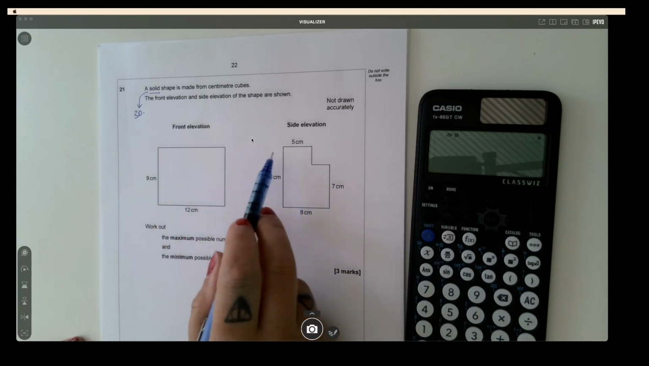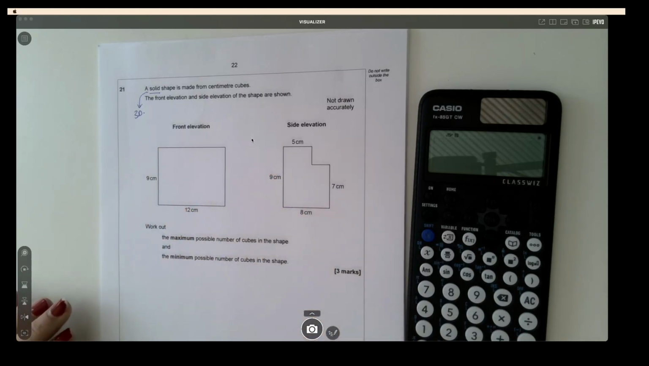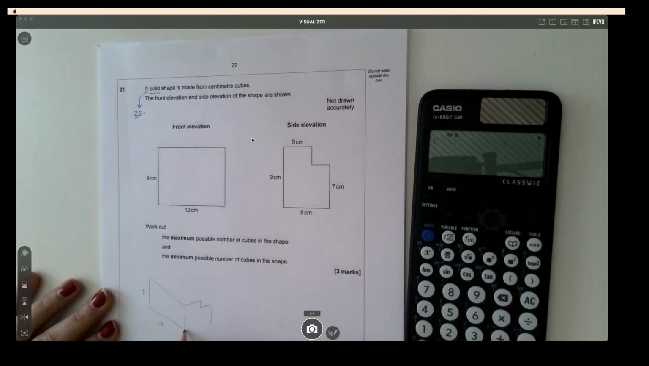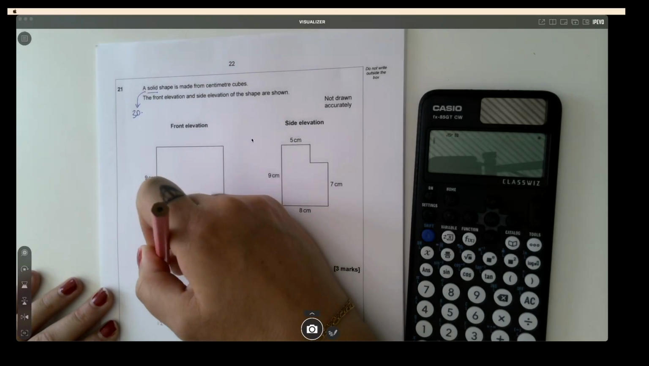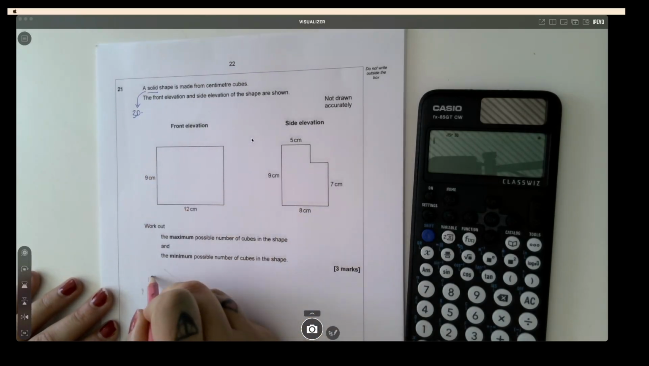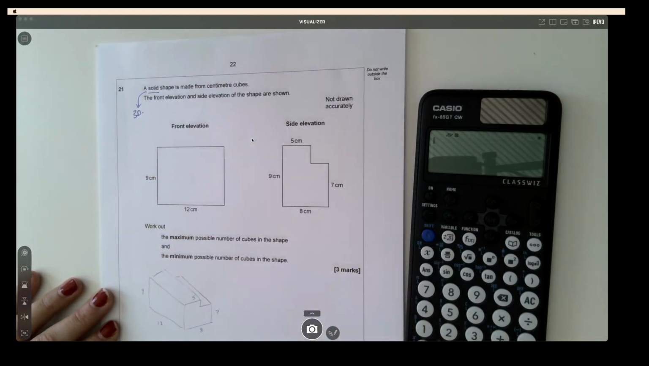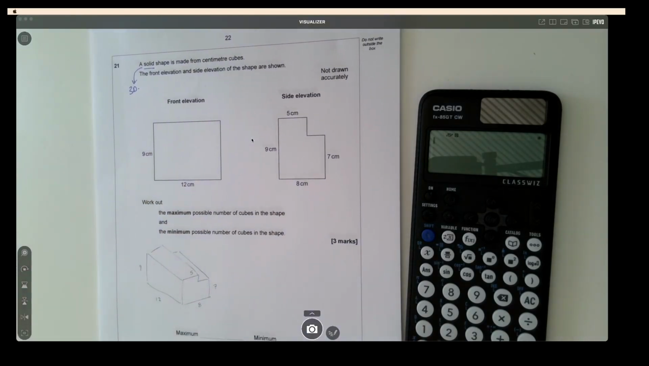So we're dealing with a 3D shape here. So if I just try to do a little sketch. If this is the front part of the shape, and then this is the side elevation of the shape, so that was 5, 8 and 7, then the shape is going to look something like this. Really, really rough drawing.